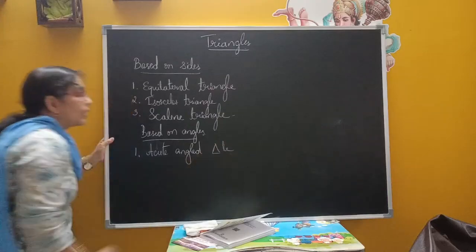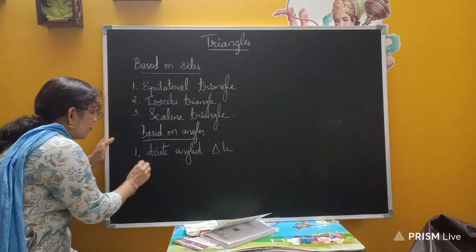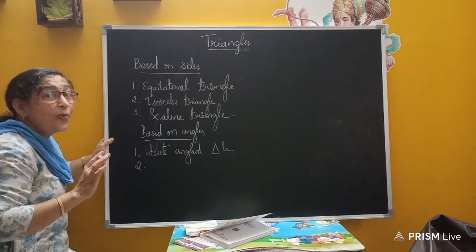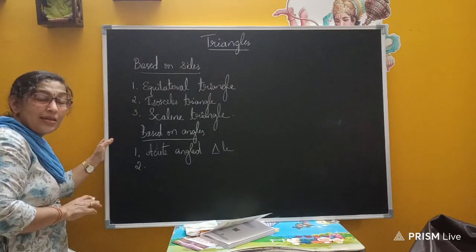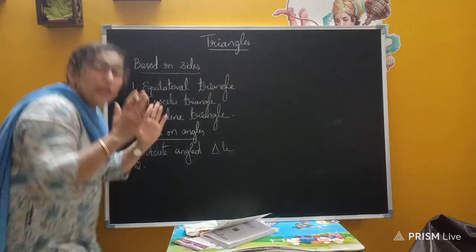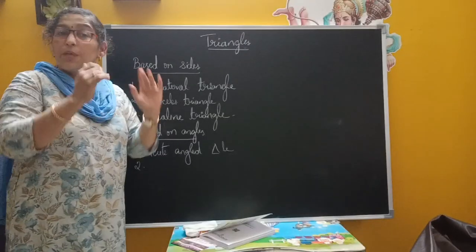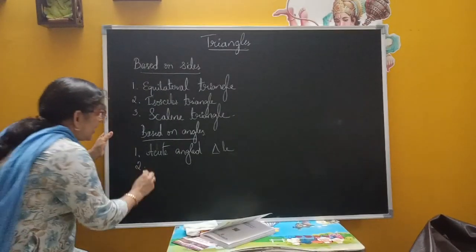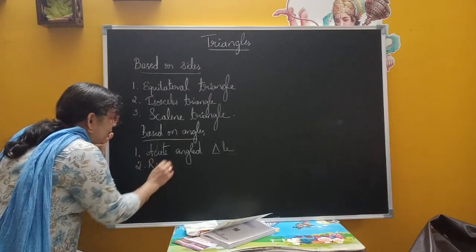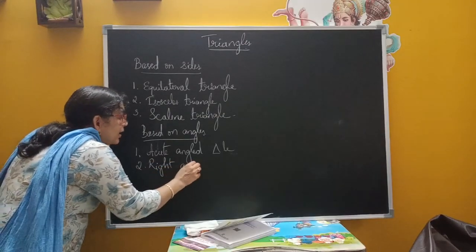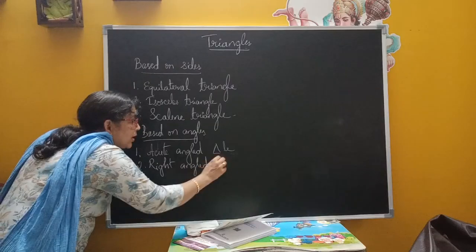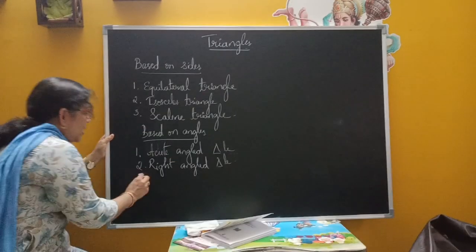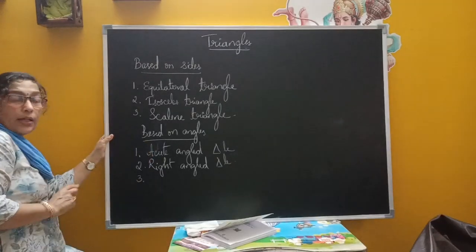If one of the angles is a right angle, it is not possible to have two right angles in a triangle, isn't it? If we have two right angles, we can't form a triangle shape. So if one of the angles is a right angle, we call that triangle a right angled triangle.